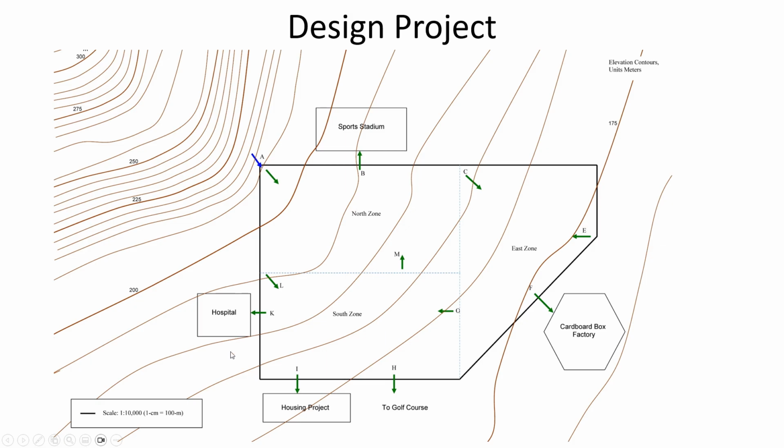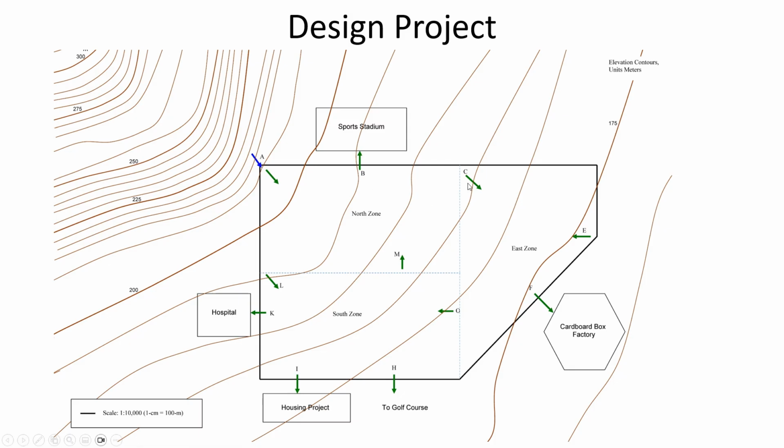If I remember correctly, if we look at the demand forecasting summary table, yeah, south zone is only residential area. Over here in the east zone, there's a hotel, a food processing plant, a shopping mall on the inside of the east zone. Then you'll notice that there are these things outside the city limits. There's a sports stadium, a hospital, a housing project, a golf course, a cardboard box factory. So you have to provide water at each of these green arrows. Water is going to be extracted from a pipe network at those green arrows.